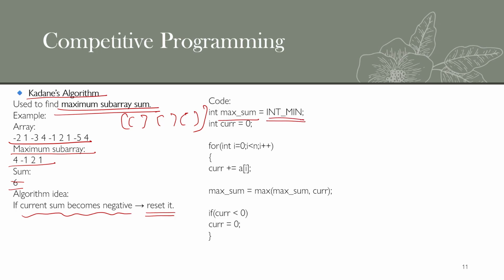Max sum is equal to INT_MIN. Current is equal to 0. From i equal to 0 to n, current plus equal to a of i. Your maximum will be the maximum of current and your maximum, because if current has a negative value added to itself, the sum in current will get reduced. We want the maximum sum. And if your current is less than 0, assume it to be 0.